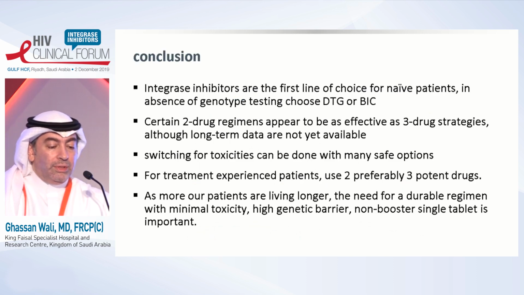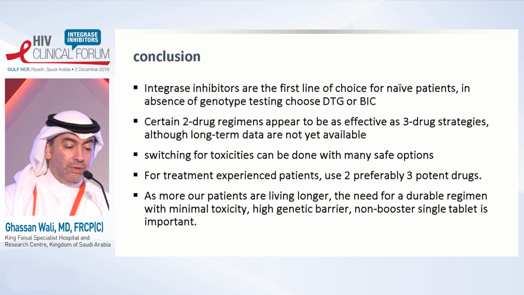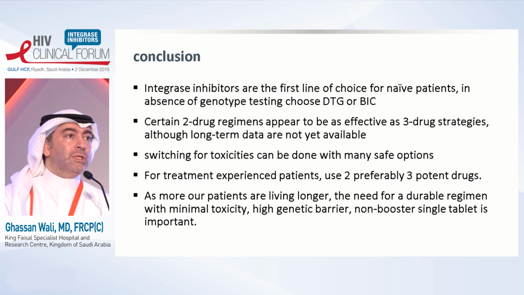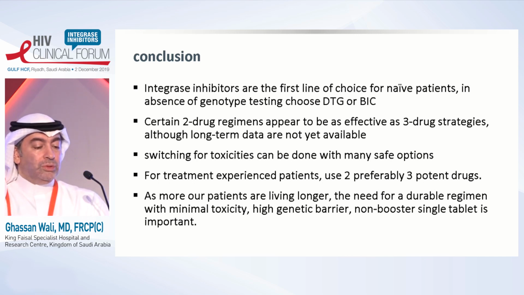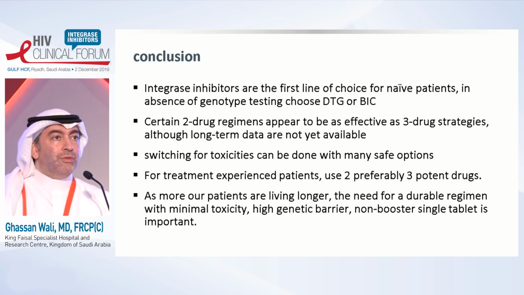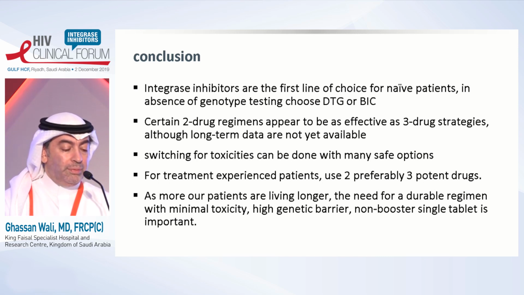So to conclude, the integrase inhibitors are first line of choice for naive patients, even here in Saudi Arabia. In the absence of a genotype testing, it's recommended to use an integrase with a high genetic barrier in the form of dolutegravir or bictegravir. Certain 2-drug regimens appear to be as effective as 3-drug regimens. However, we need long-term data to confirm the efficacy of this strategy on our patients.